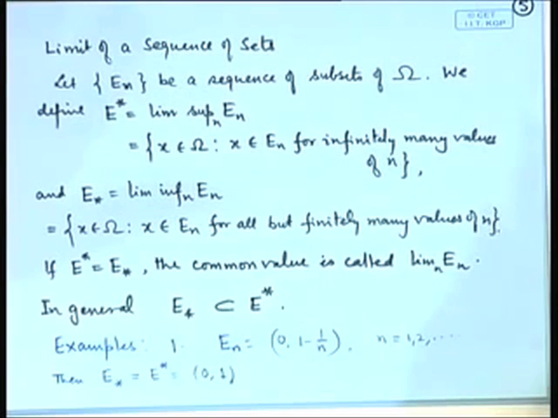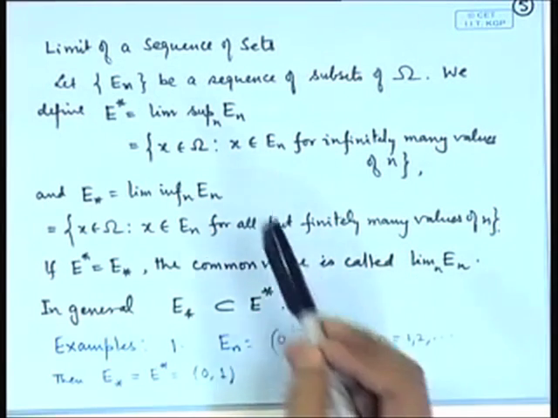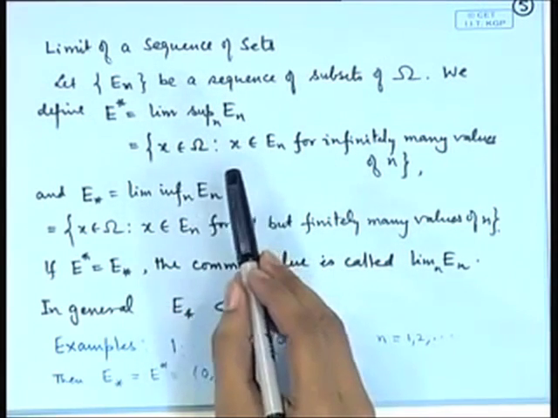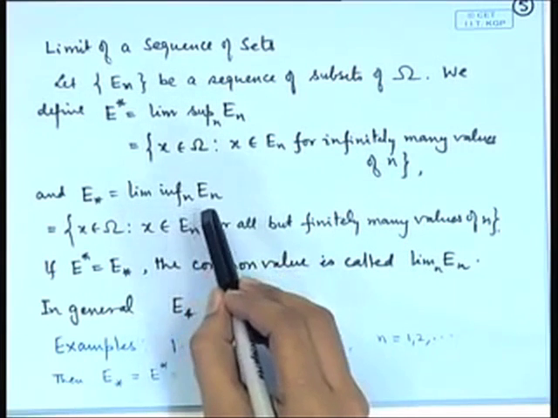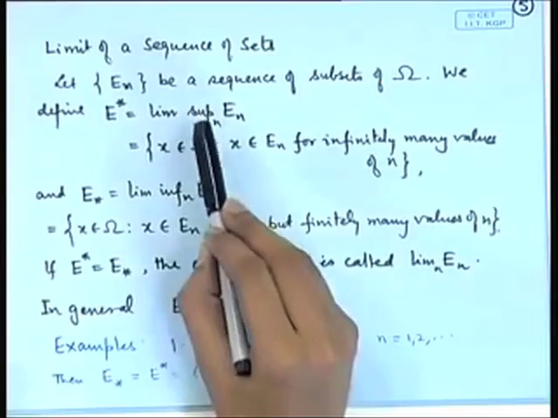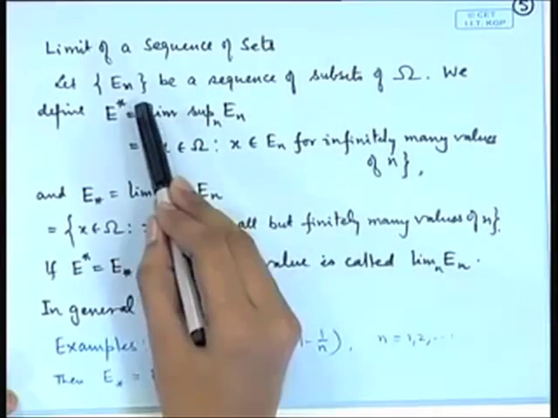However, a similar concept is not available for a sequence of sets. Here we define it in a slightly different fashion. So in order to introduce the concept, we introduce lim sup of E_n and lim inf of E_n, called limit superior of E_n and limit inferior of the sequence E_n. So consider a sequence of subsets of omega called E_n.